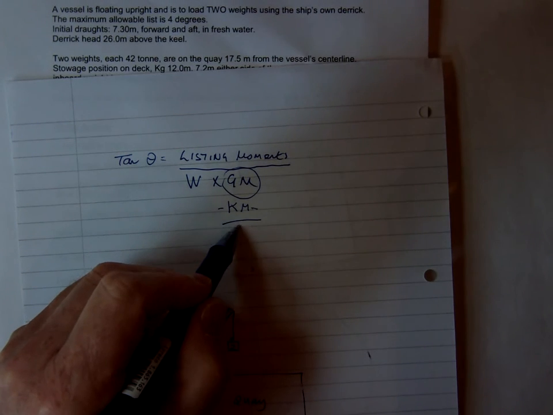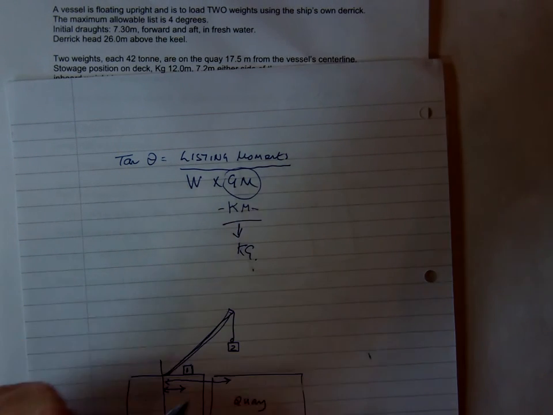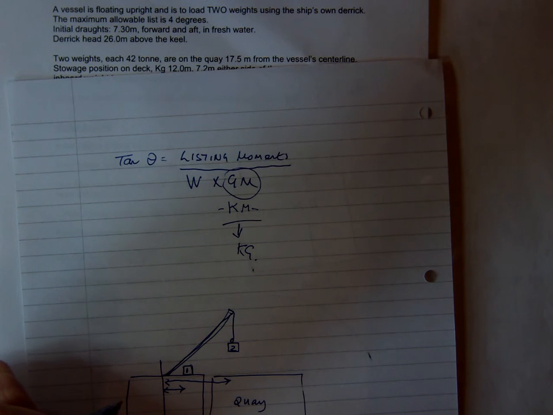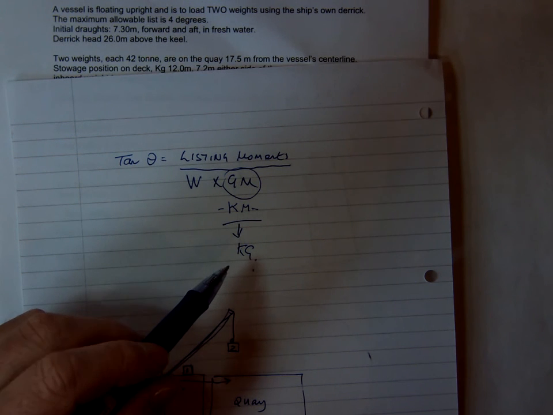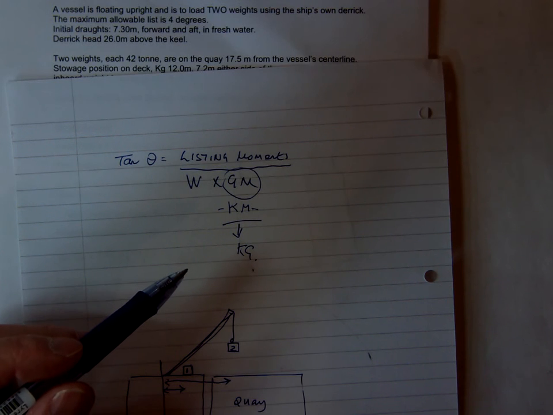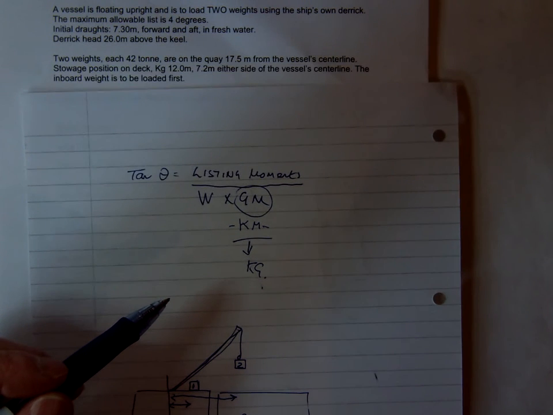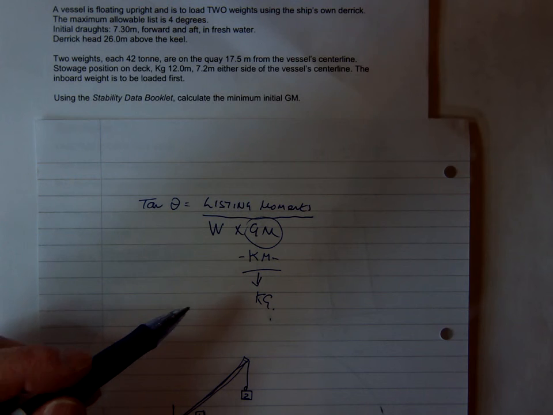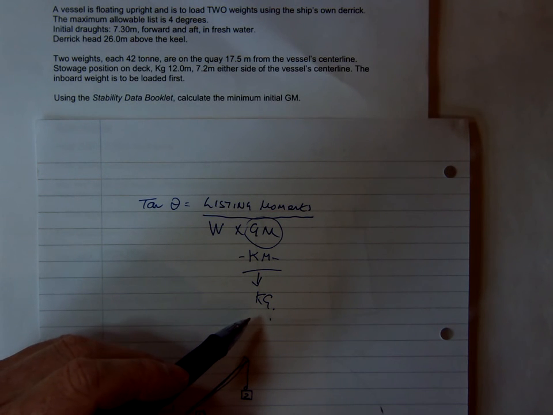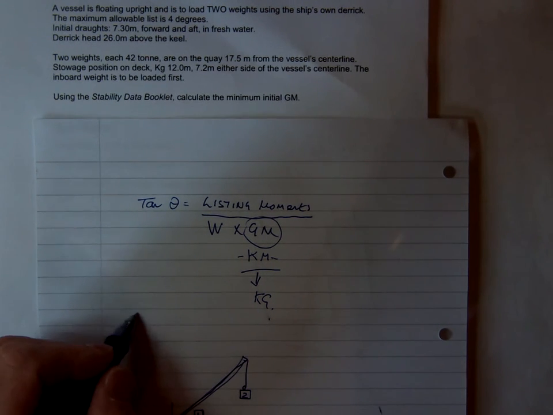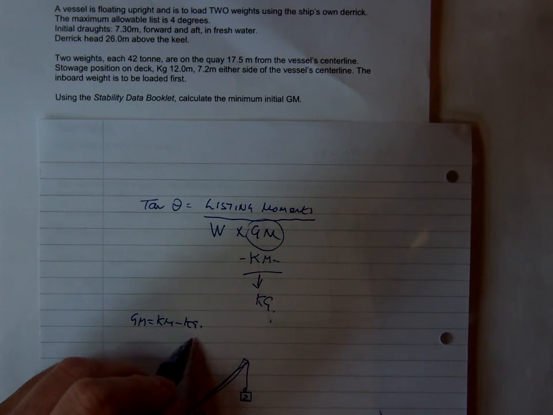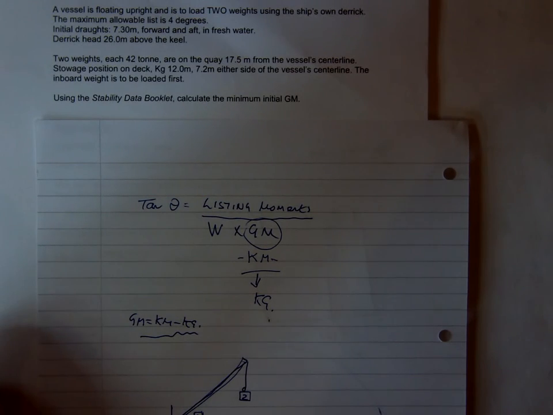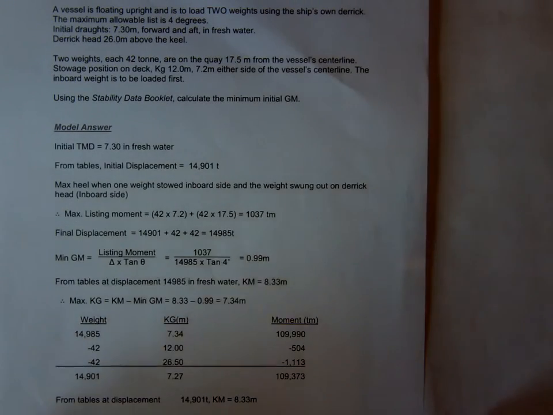and from these 2 we can work out what our KG will be at the point of picking up the second weight. Once we've got our full weight and our KG at that point, we can then work backwards, take the weights off, and that will give us our initial KG. Once we've got our initial KG, we can get our initial KM, and of course GM is KM minus KG. So they're the 2 formulas this problem revolves around. So let's have a look how we solved it.